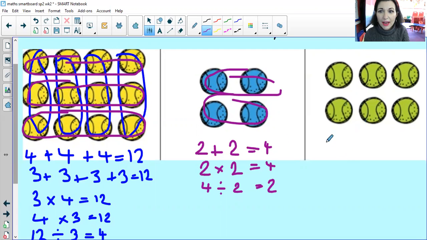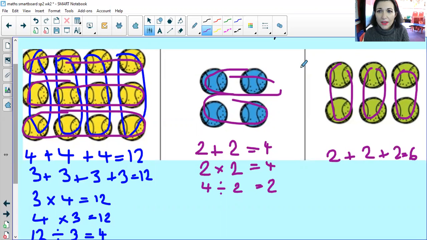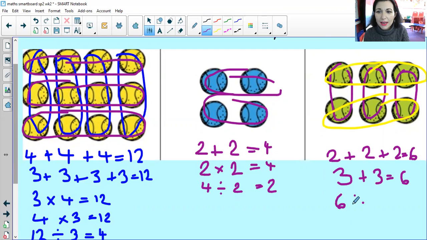Okay, let's have a look at this one. There are 6 tennis balls there. And I've got 1, 2, 3 groups of 2. 2 add 2 add 2 is 6. Now this way round, I've got 1, 2 groups of 3. So 3 add 3 equals 6. And I'm going to start with my 6. 6 divided by 3 is 2. And 6 divided by 2 is 3. Okay?